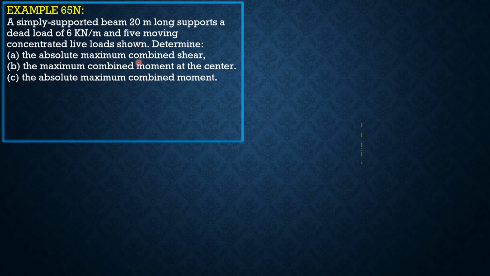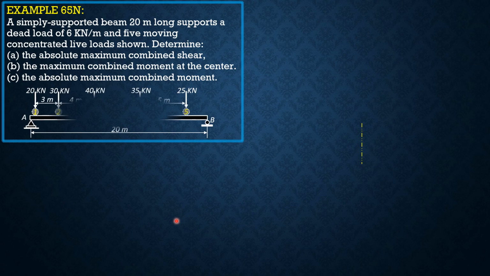Then we combine it with the shear due to dead load, which is uniform, so WL over 2 would be the reaction due to dead load. Or you use the influence line, W times area of the influence line, which is 1/2 of L times 1, because the maximum ordinate is 1 over the support. It will still give us WL over 2. Same is then for a maximum combined moment at the center, we can easily analyze that, and the absolute maximum combined moment also, using the criterion.